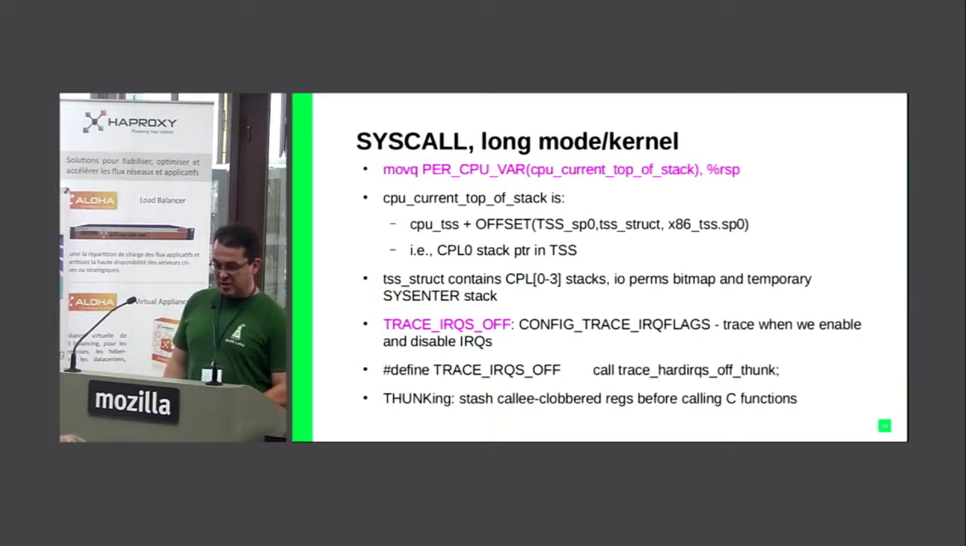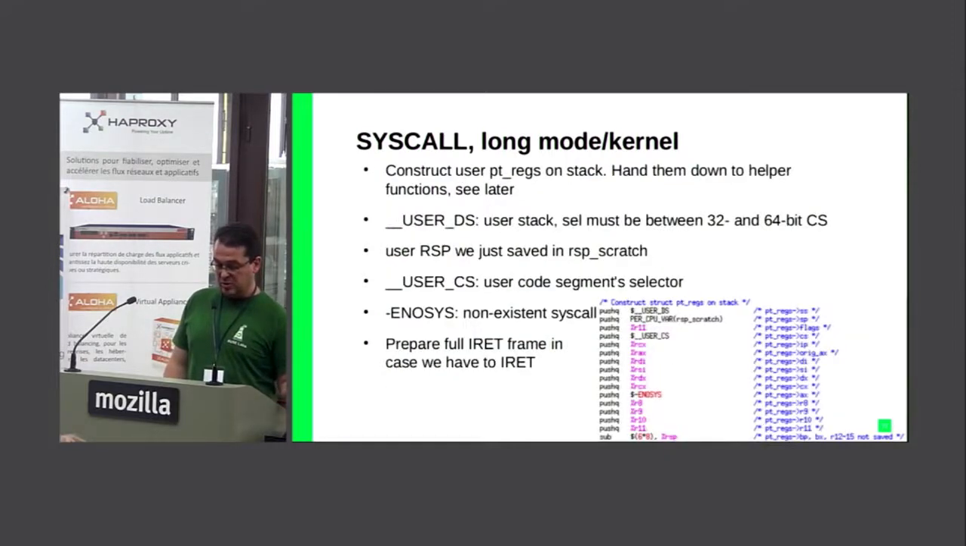So we have a kernel stack now, and we mark that the interrupts are disabled, and then we construct the pt_regs on the stack basically. In case some function we're going to call later in the syscall handling path needs user registers, we construct all those registers on the stack. We just push them there. That's the user data segment, because the user data segment is the stack segment. And then the user stack pointer, we just saved. We just push flags, code segment, rip, and the rest. And we don't save those registers because they're callee-clobbered. We're not going to need them.